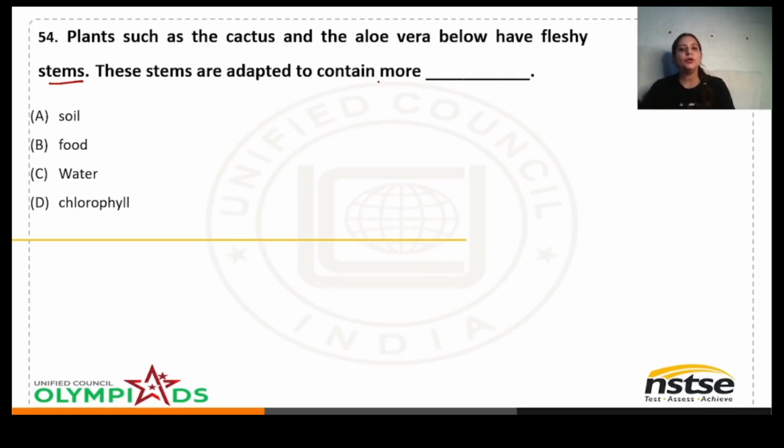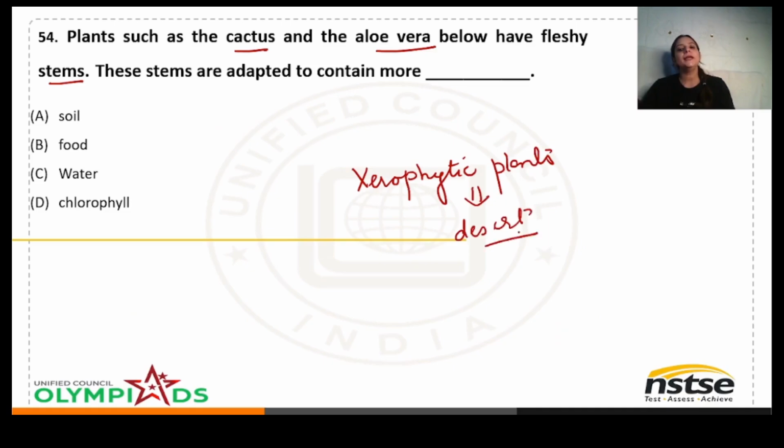These stems are adapted to contain more dash. Yes, it is true. Cactus and aloe vera are basically xerophytic plants. What are xerophytic plants? The plants which grow in desert areas. You know that desert areas are those areas which receive very, very less rainfall. So often there is a shortage of water. And these areas are very hot.